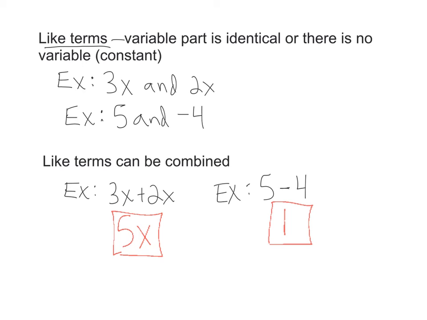Going back to some of the things we just looked at, if we had 10y plus 5, I can't just combine those together and say that's 15y. One is a constant, one has a variable. Those are not like terms. Can't be combined.